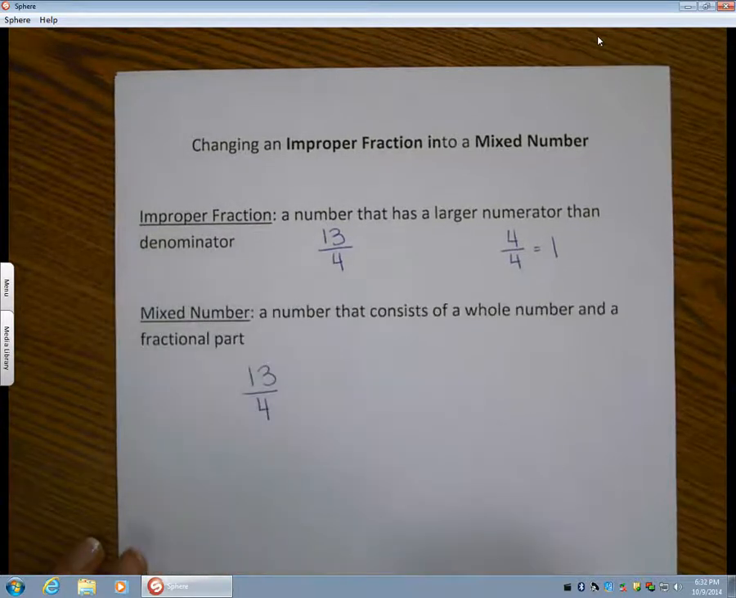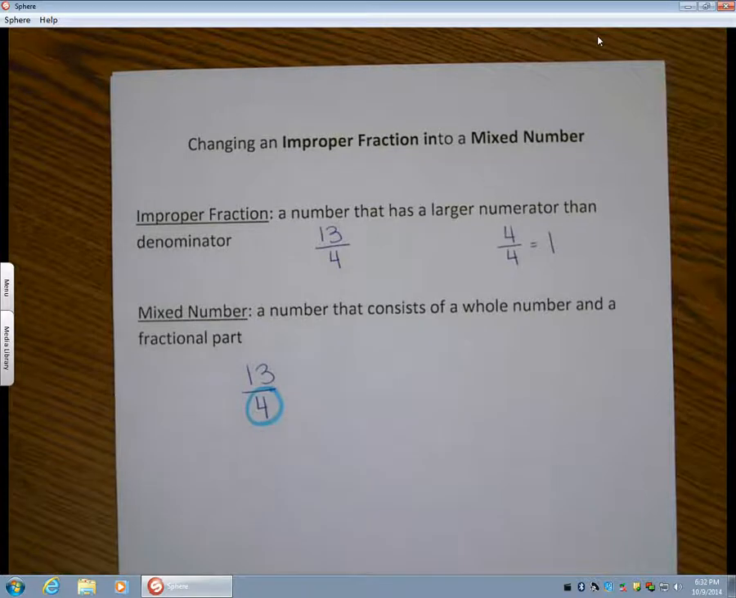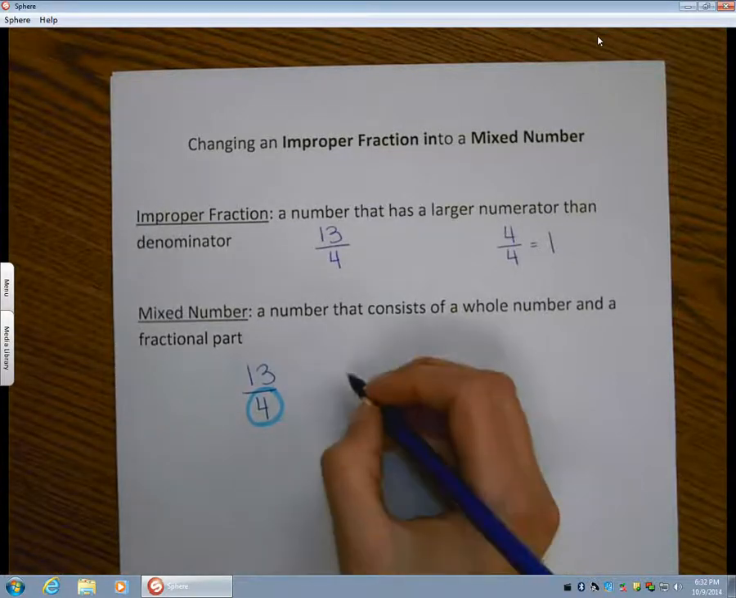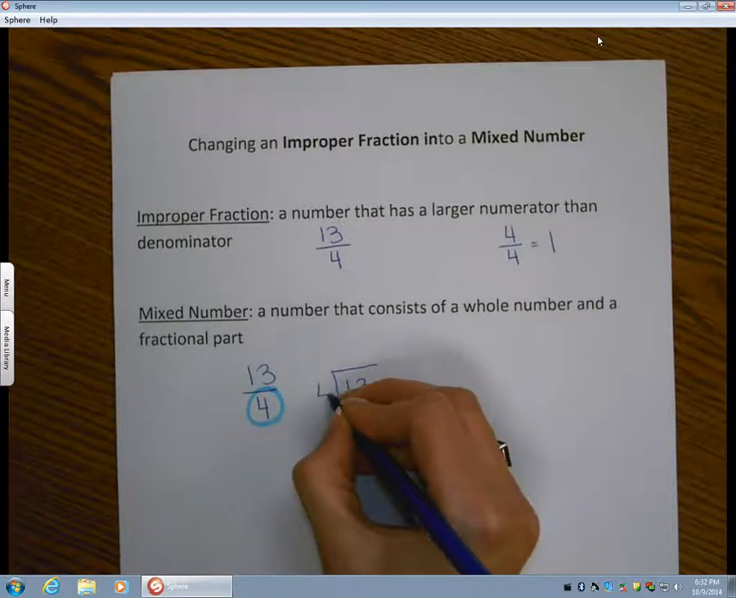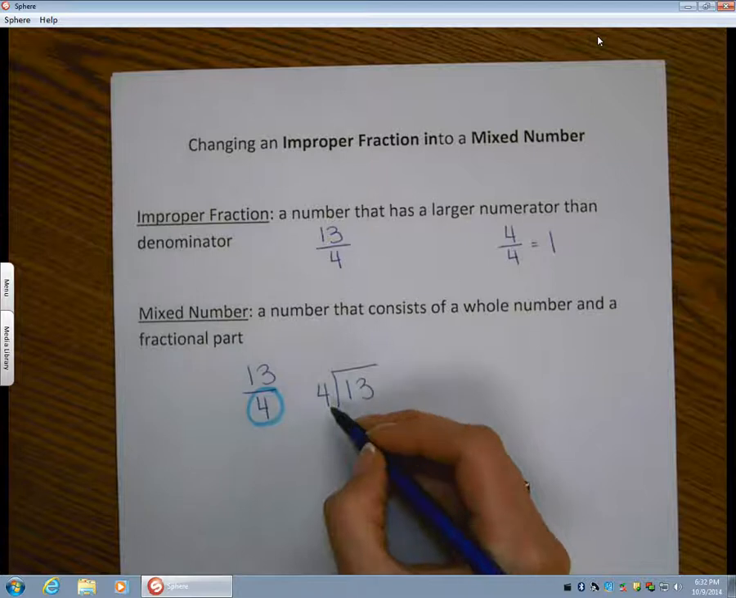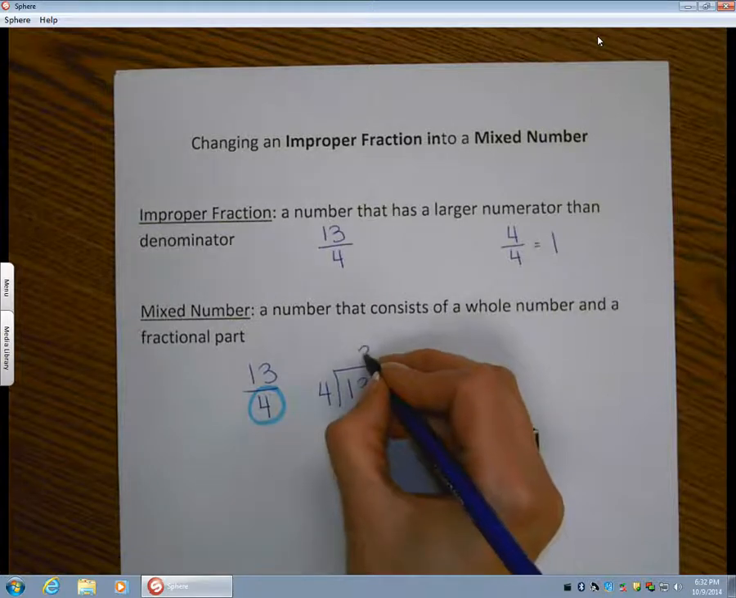When I'm working with 13/4, I want to think, how many groups of 4 can I make with the 13 that I have in the numerator? In order to do that, I'm going to divide my numerator of 13 by 4. My answer will tell me how many groups of 4 I can get from 13. 13 divided by 4 is 3.